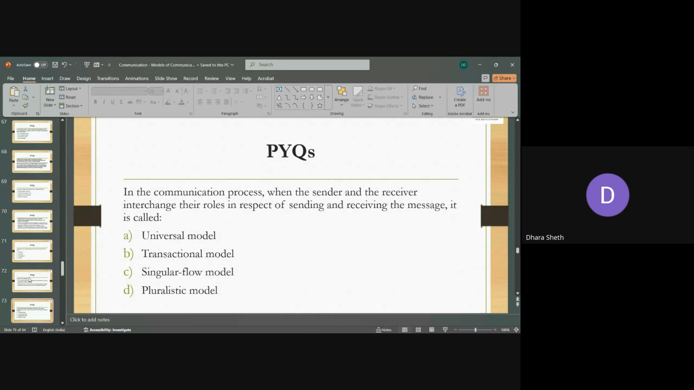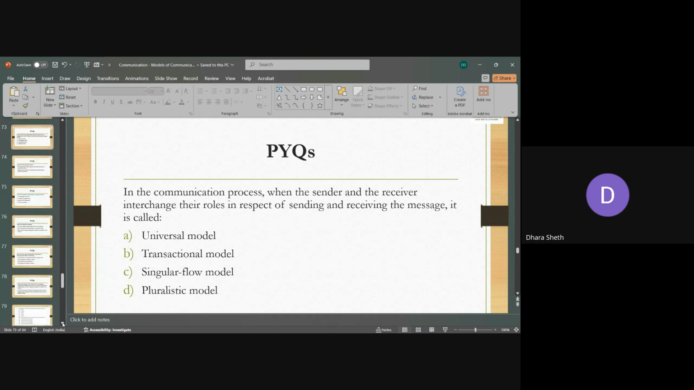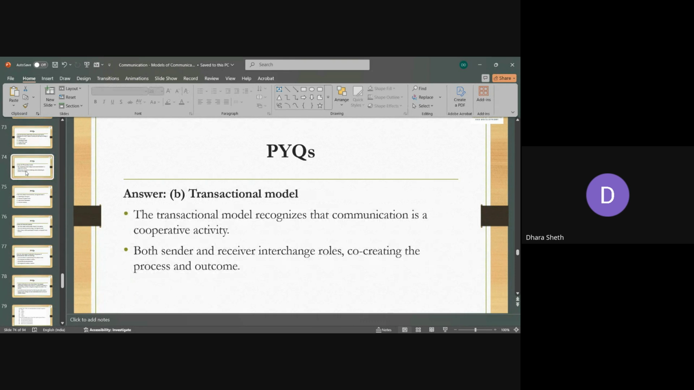In the communication process, when the sender and the receiver interchange their roles, what is it called? Universal, transactional, singular flow, pluralistic. When the sender and the receiver interchange their roles, it means the receiver becomes the sender. They can give their feedback and the sender receives that feedback. That is transactional.